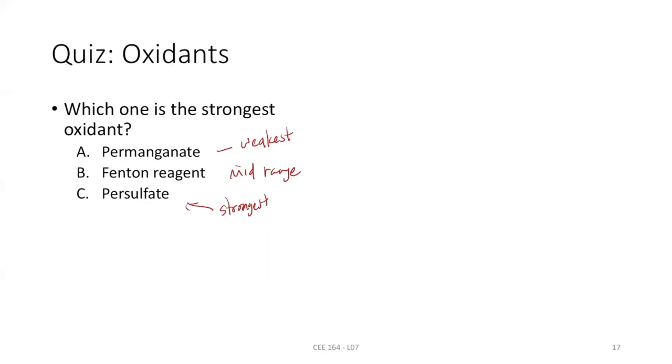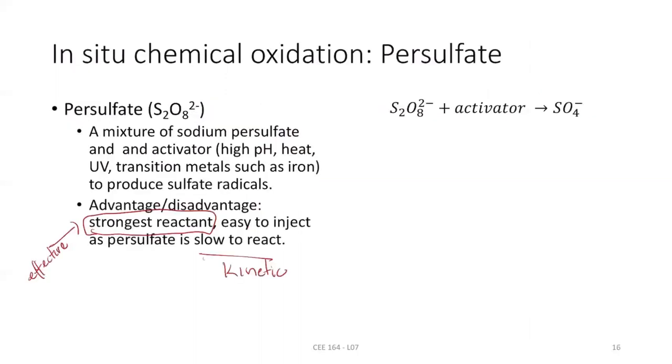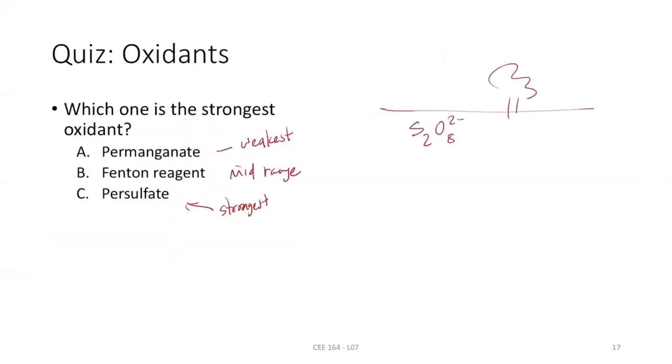That's why a lot of times if you have to inject for deeper soil, you use permanganate. If you are treating in the subsurface, use persulfate, S2O8 2 minus. This is groundwater. If you are injecting much deeper into groundwater, use KMnO4. And within this range, you can use the others. That's just for the delivery system.